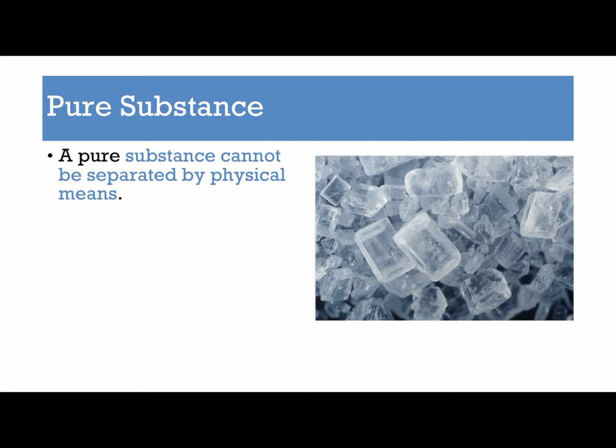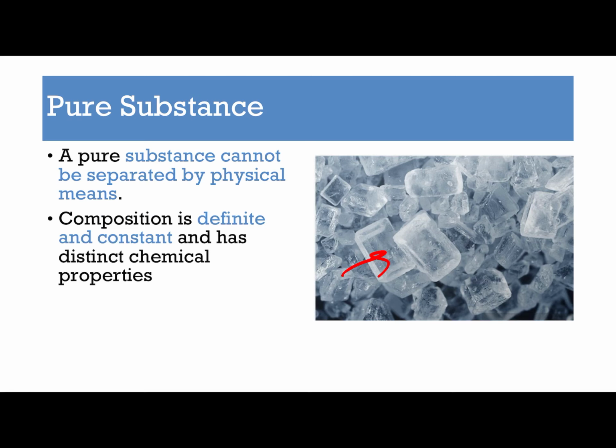So a pure substance is something that cannot be separated down by physical means. So you can't just put it in a filter and see what happens and separate the different things. So here is some salt. And one of the other characteristics of a pure substance is that the composition is definite and constant. So here's salt, and this is NaCl.